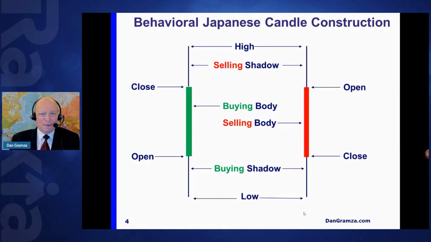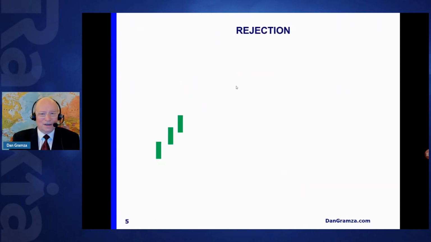A few things to keep in mind. The larger the body, the more committed the market is. It's a measure of enthusiasm, of commitment, of momentum. The smaller the body would imply a loss of momentum. The shadows, for example, represent buying and selling, but also another concept, and that's rejection of those higher or lower prices.